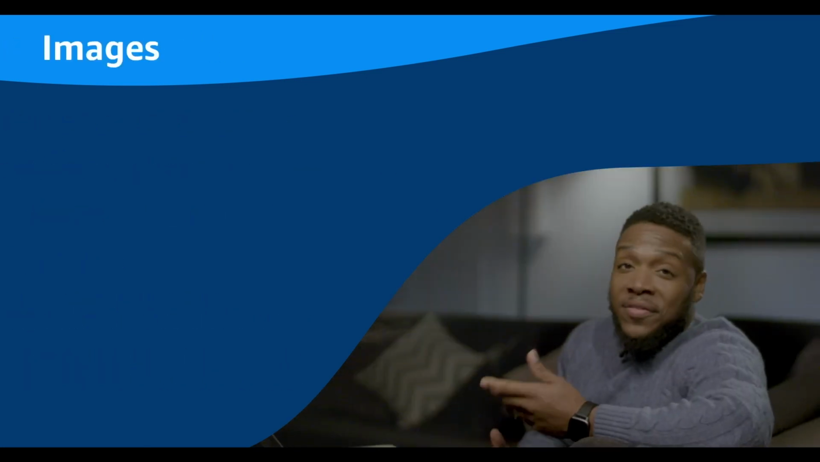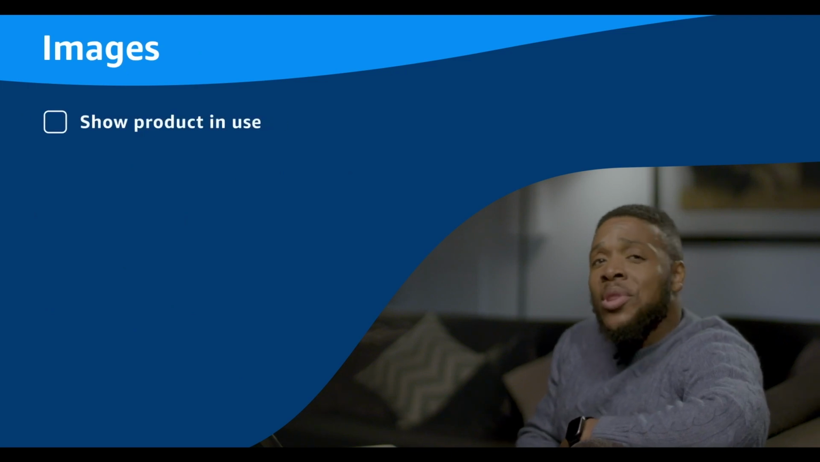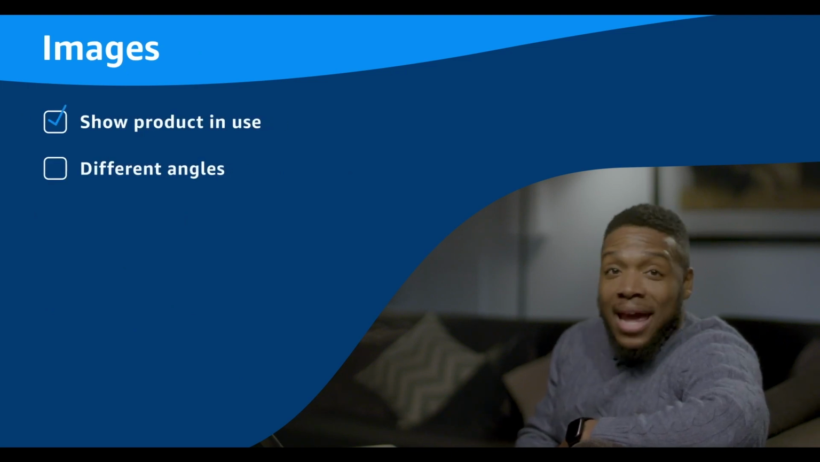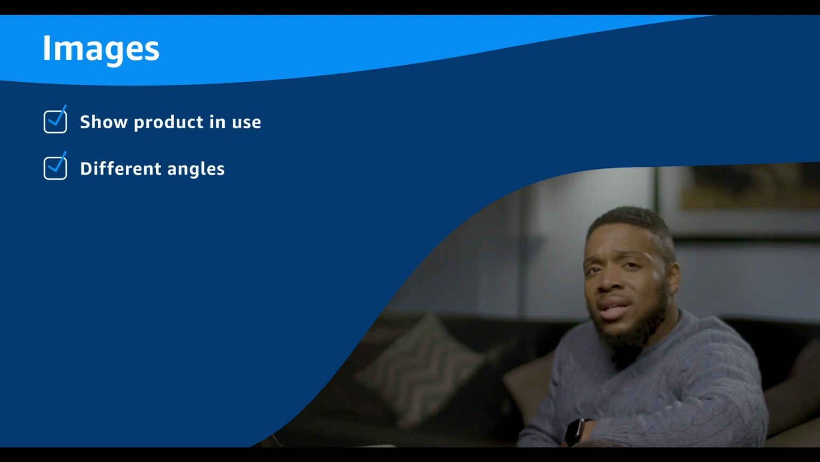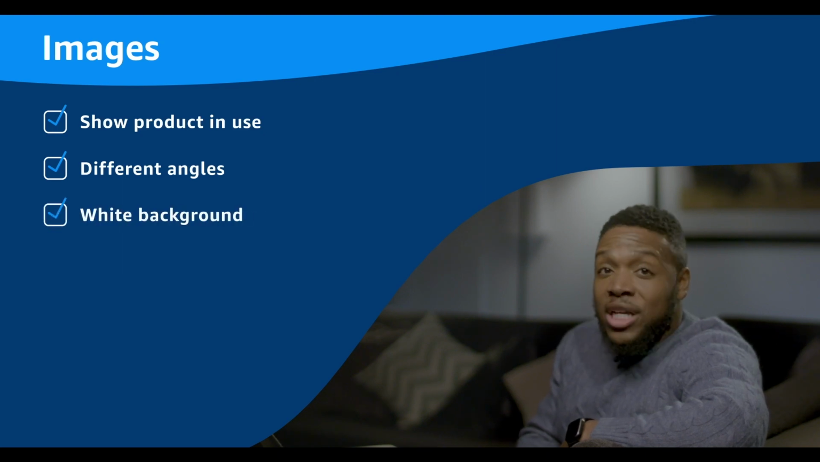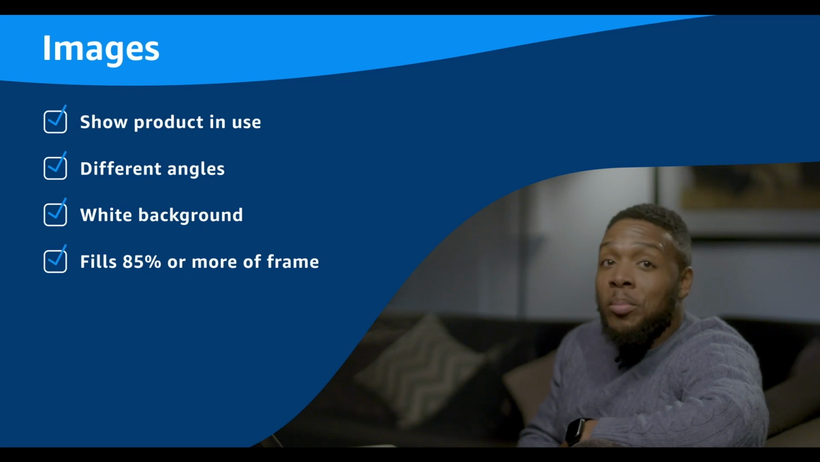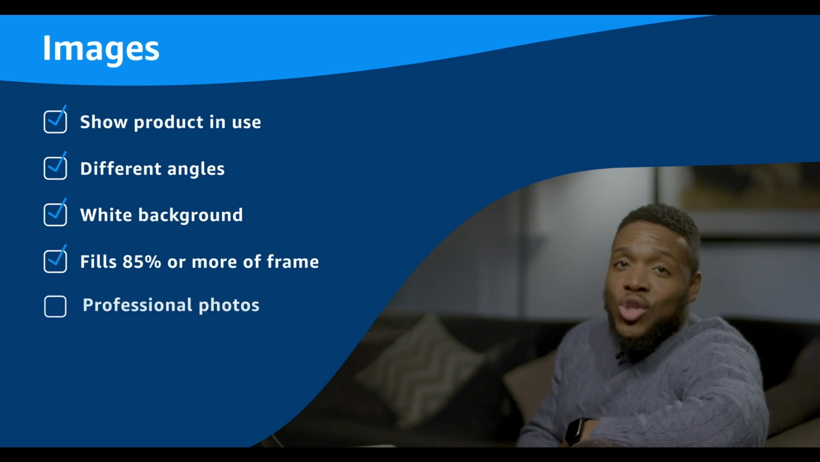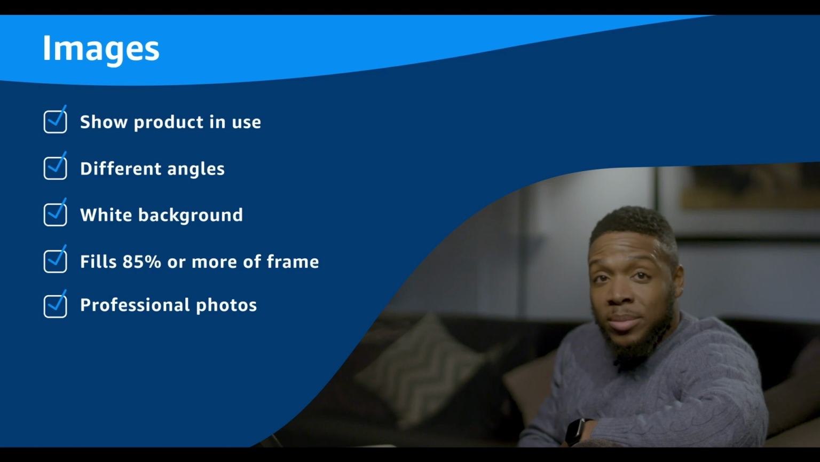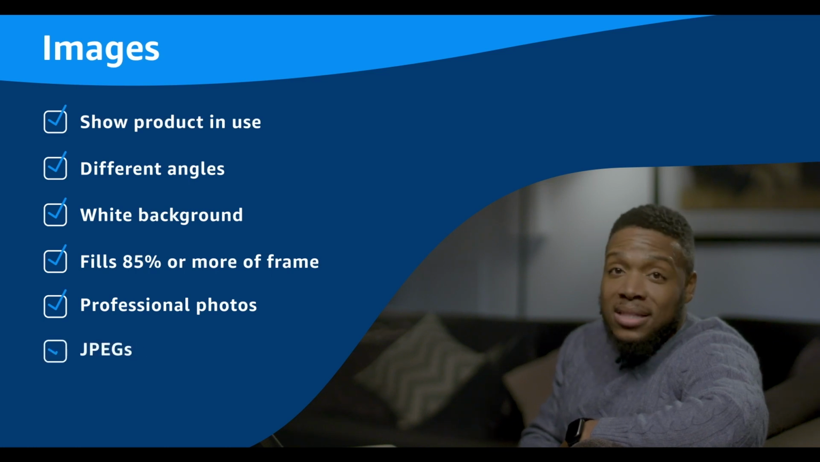When selecting images for your detail page, try showing the product in use, at different angles, or with different features engaged. Show the product against a white background and make sure it fills 85% or more of the frame. Use professional photos whenever possible and upload JPEGs if you can.